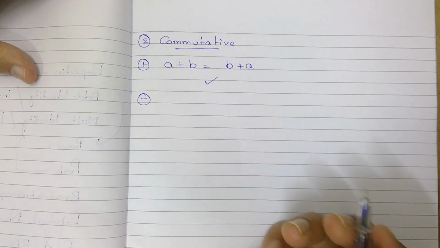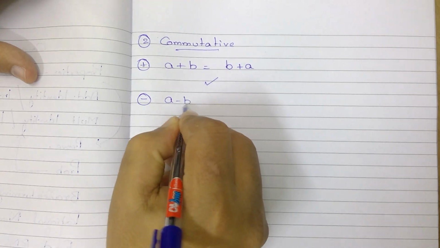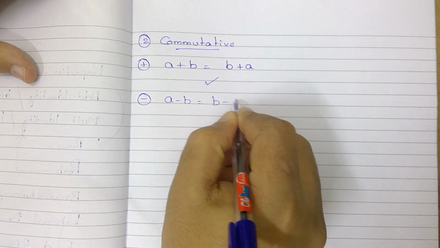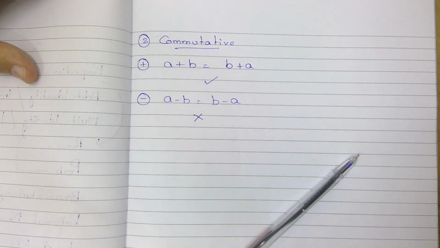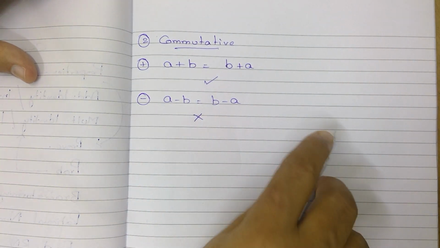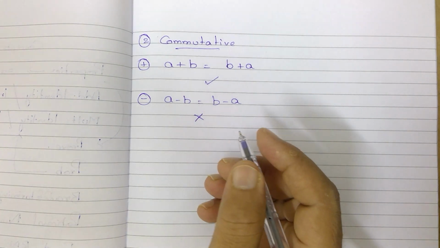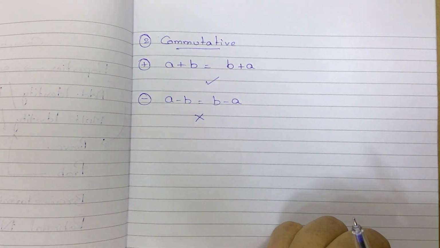For subtraction, when you subtract two numbers in a different order, unfortunately we don't get the same result. So this commutative property is not satisfied.